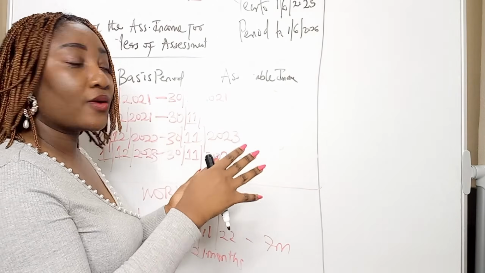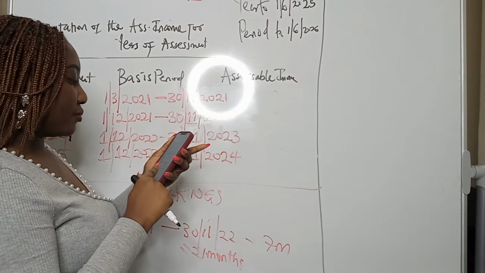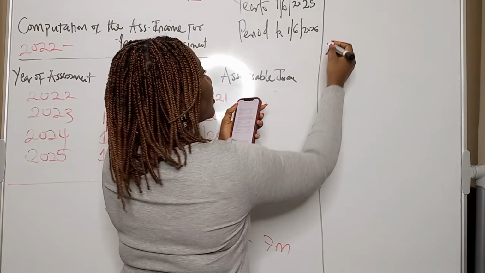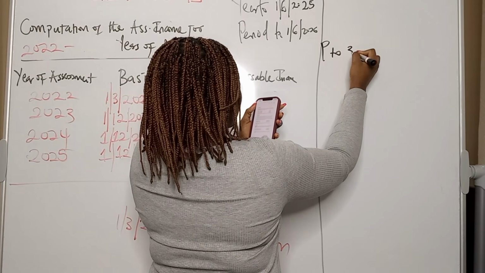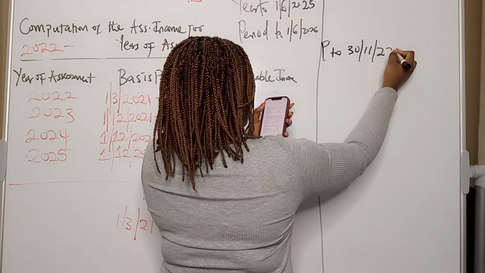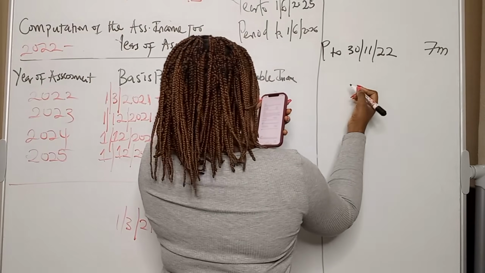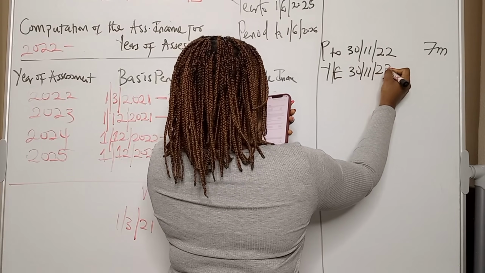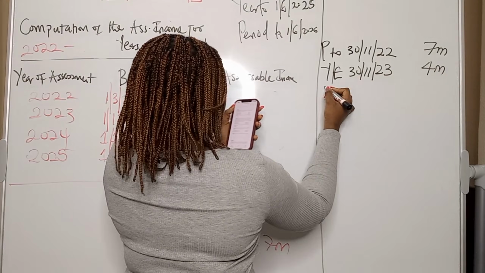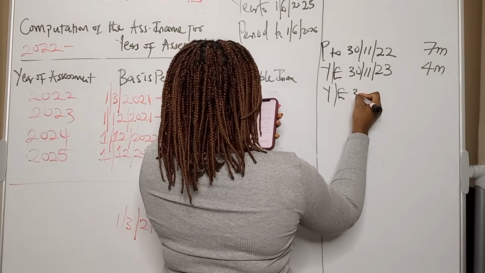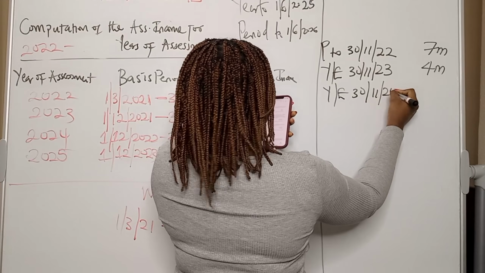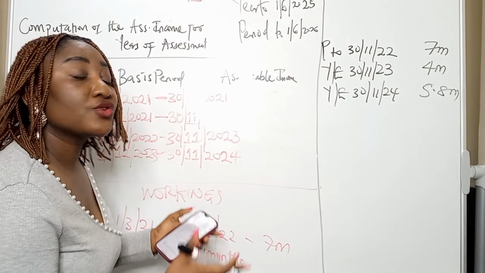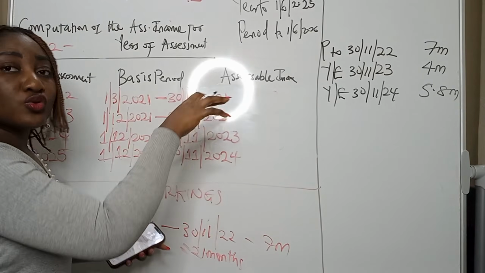Now that we have this, let's get our assessable income. Okay. In the question, let me write what they wrote on the board. In the question, they said period to 30th November 2022, 7 million naira. Year ended 30th November 2023, 4 million naira. And year ended 30th November 2024, 5.8 million naira. I mean, why can't they just give us what we want? So you need to go and extract.